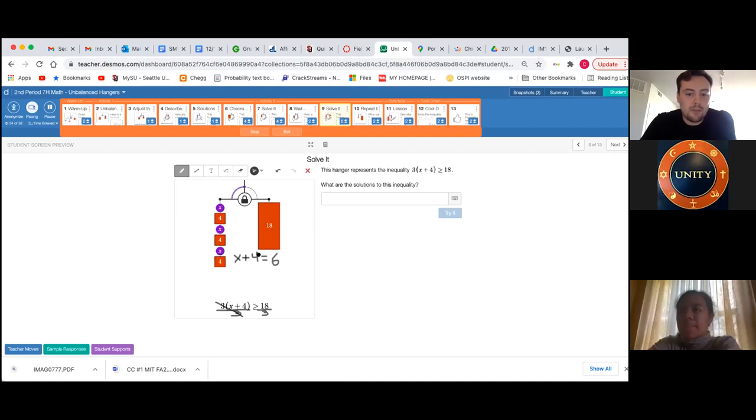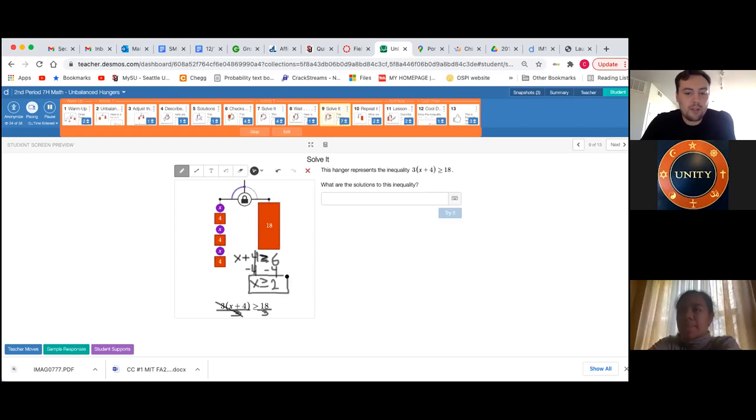Excuse me, sorry, I should not be writing an equal sign. This is a greater than or equal sign. So it's greater than or equal to 6. Then we want to get x by itself again. We can then subtract 4 from both sides, and these cancel out. So we end up with X is greater than or equal to 6 minus 4, and this would be 2.